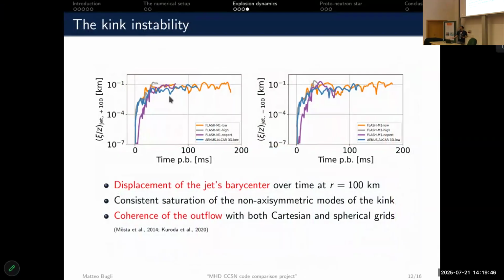And we took the diagnostics suggested by Philip in 2014 for the kink. In terms of these diagnostics, things do not seem to be quite different between codes, but we actually saw the differences. So in a sense, we probably need to refine our way to characterize this instability in order to be more sure about how to deal with these different codes. Because as far as this displacement of the barycenter goes, at 100 kilometers, it increases exponentially, but then it saturates.